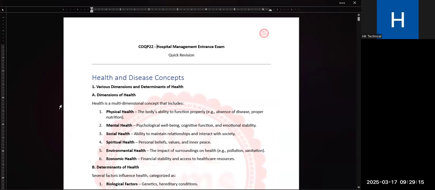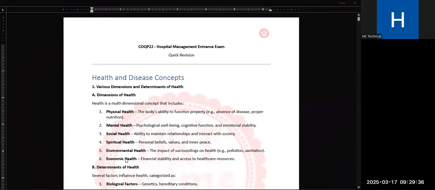So the first chapter is health and disease concepts. Various dimensions and determinants of health are there. We'll discuss first of all the dimensions of health. There are some dimensions like physical health, mental health, social health, spiritual health, environmental health, and economic health.